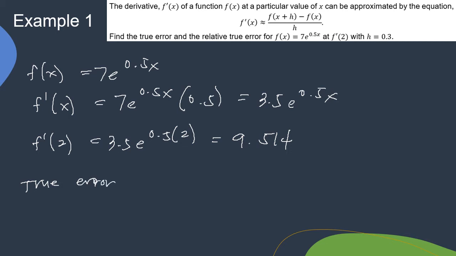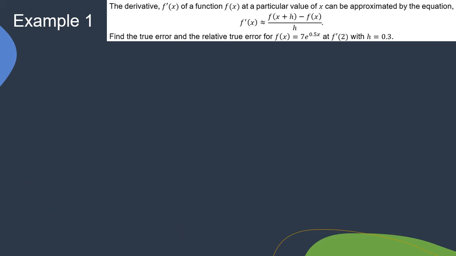Therefore, the calculated true error for this is now equal to E sub t is equal to the true value, which is 9.514, minus the approximate value, which is 10.263. This is now equal to negative 0.749.